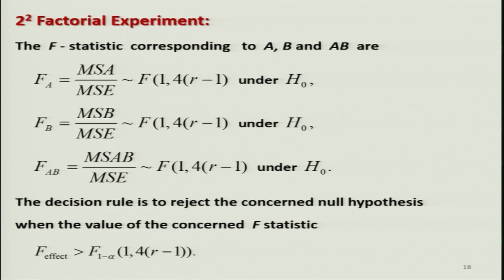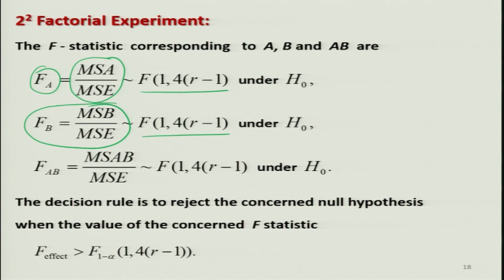So based on that, now we can define the F statistics for testing the null hypothesis about factor A, factor B, and factor AB as follows. For A, this is MSA upon MSE, indicated by FA, which is going to follow an F distribution with 1 and 4 into R minus 1 degrees of freedom under H naught. Then FB is MSB upon MSE, which has the same F distribution under H naught, that is F with 1 and 4 into R minus 1 degrees of freedom.